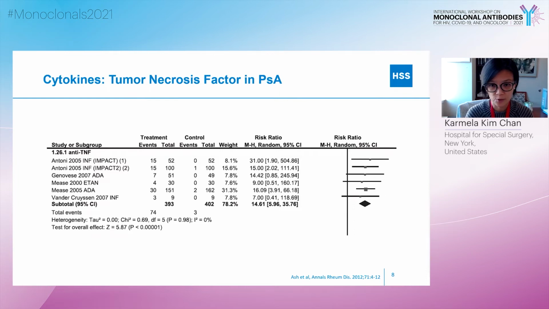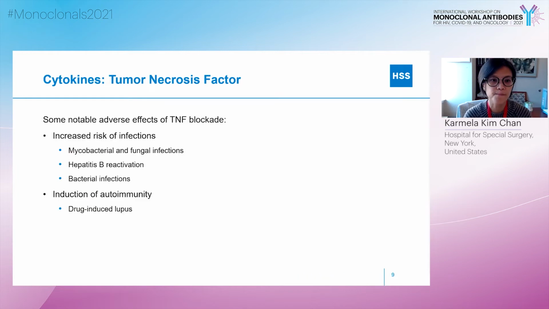Similarly, here's another forest plot, this time looking at the efficacy of anti-TNF agents in psoriatic arthritis. The outcome measure here is the ACR70 at 12 to 16 weeks of treatment, and the TNF agents are clearly effective. These agents are generally well tolerated.